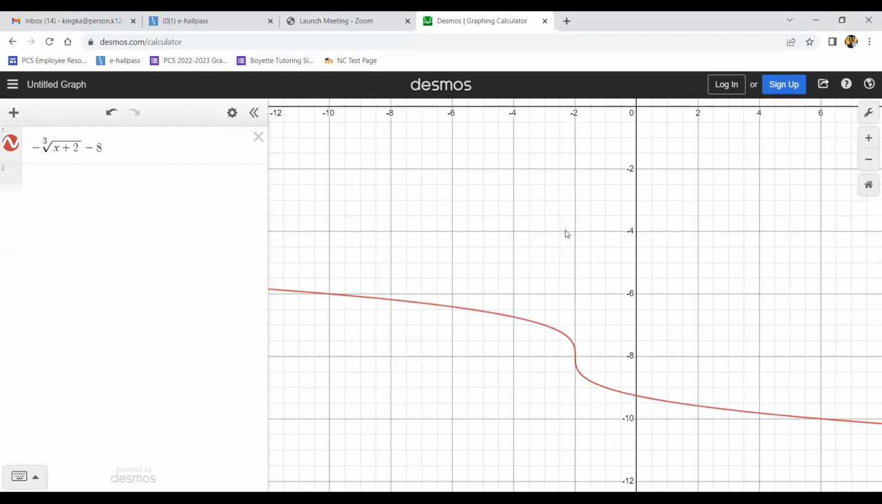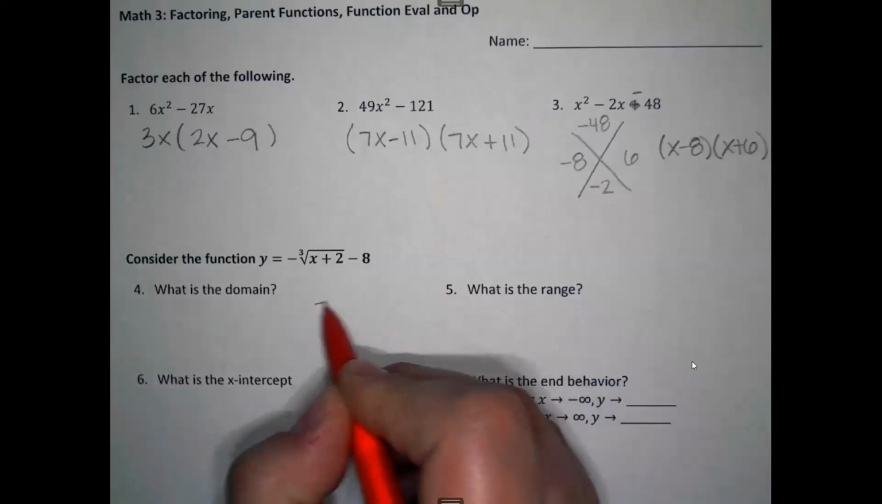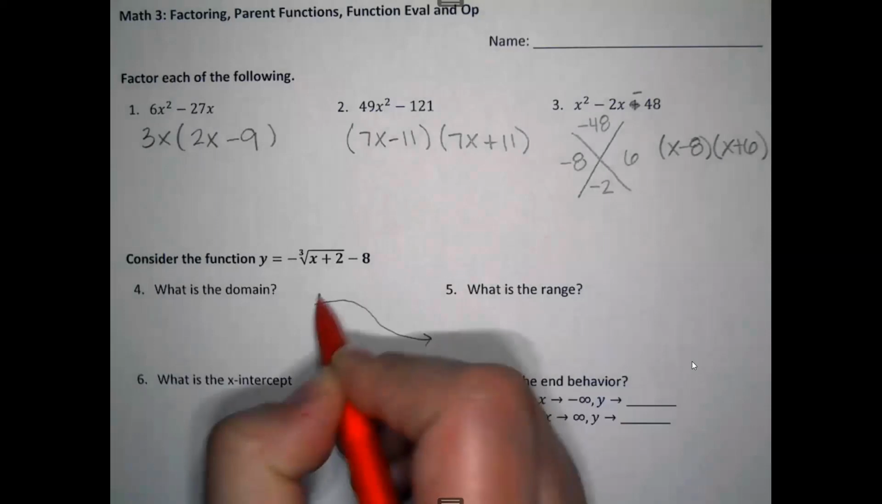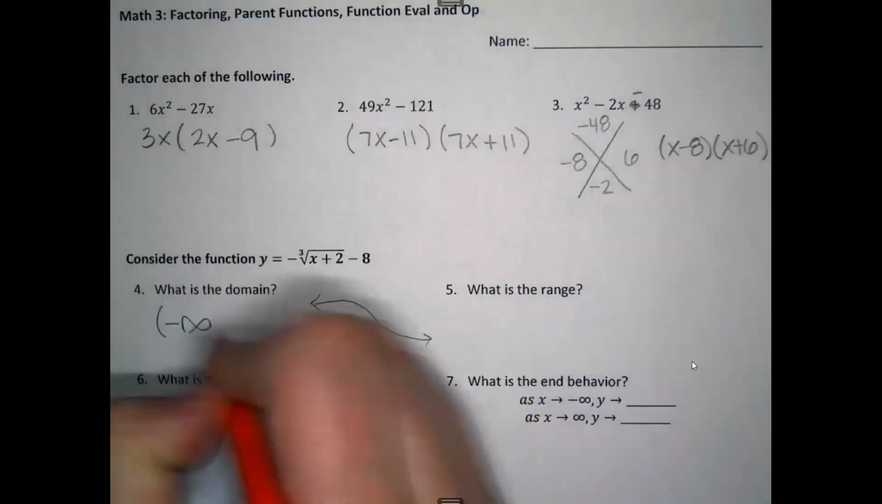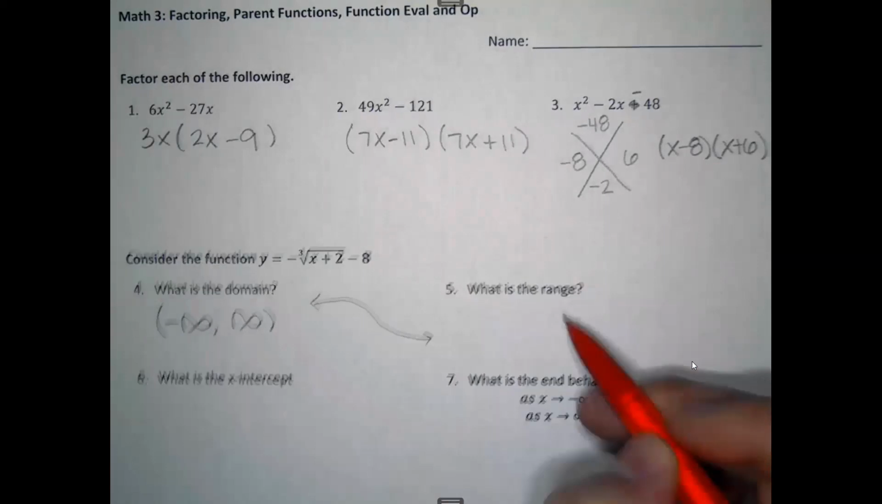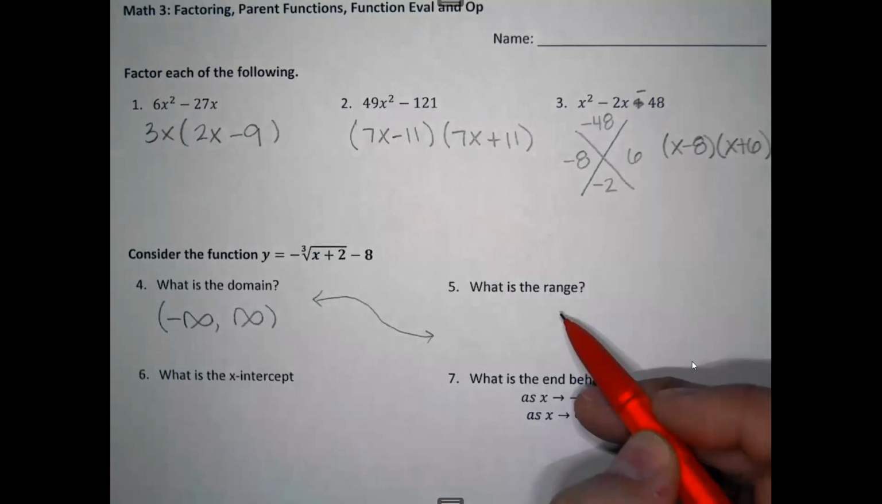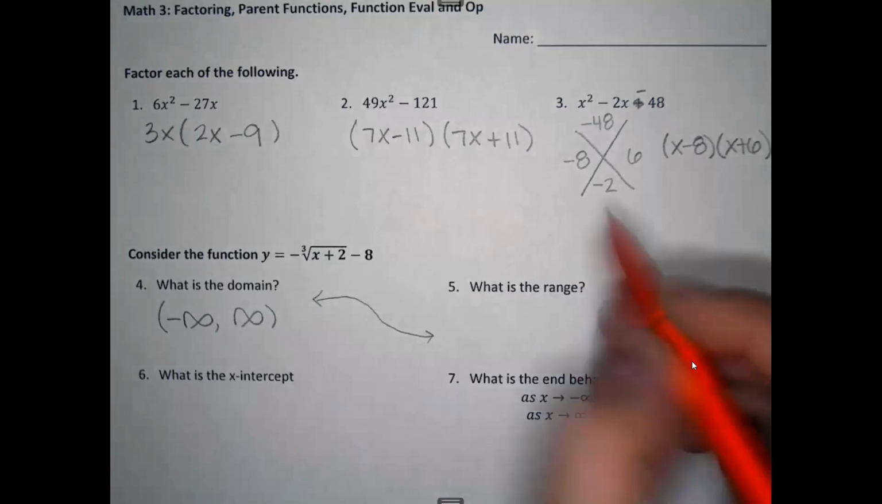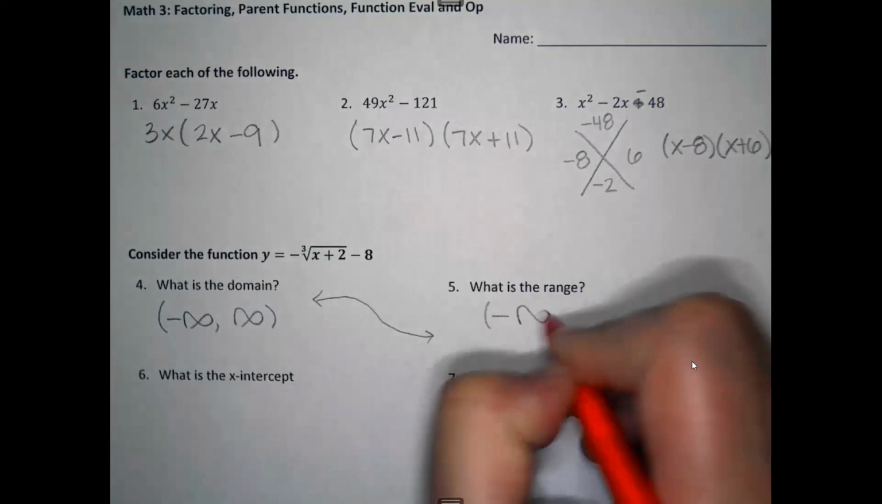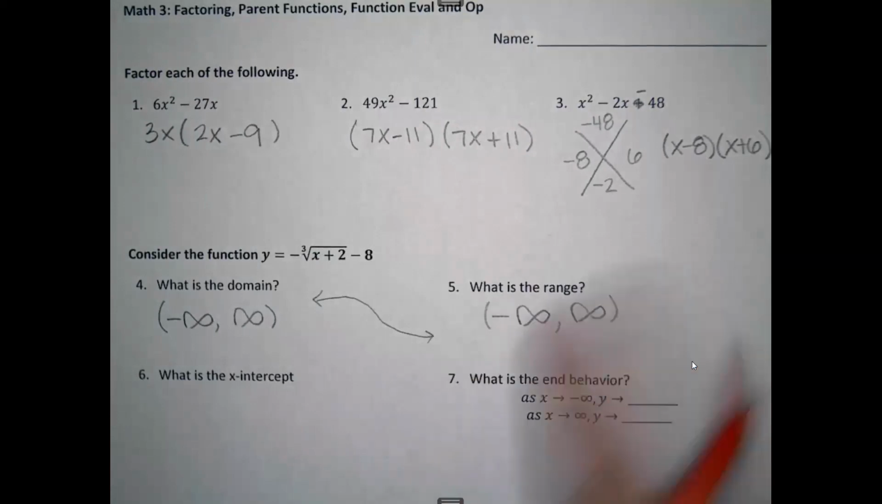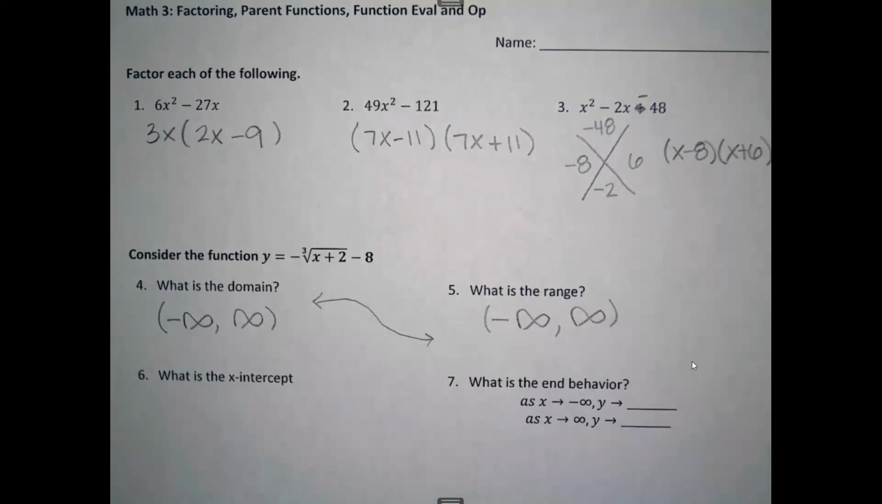It says, what is the domain? How far to the left does the graph go? How far to the right does the graph go? Yeah, it goes forever to the left, forever to the right. So the graph kind of looked like this. Forever to the left, forever to the right. Okay. What is the range? How far down? How far up? Yeah, so it goes down forever and up forever, and we always write the down forever part first. So down forever and up forever. Okay.